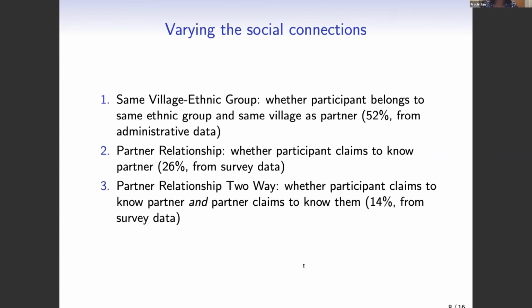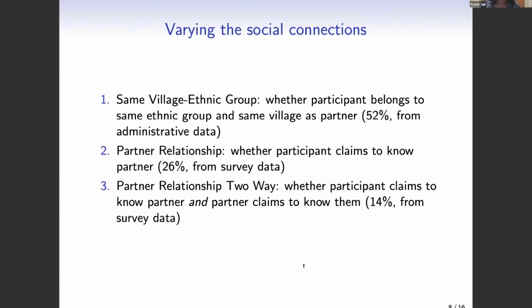The next two measures come from survey data, where I ask them a series of questions at the end of the experiment about how they interact with their partner. I'll be upfront, the social connections in this are somewhat weak. When I look at how they interact with their partner, they tend to interact at most in one dimension. My first measure of the direct relationship is what I call partner relationship, which is whether the participant claims to know their partner. Here, 26% of participants say that they have this relationship with their partner.